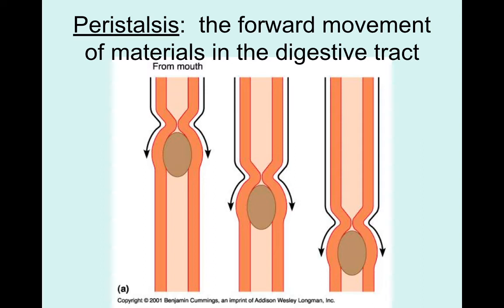Okay, we also need to look at two movements of the digestive tract. You guys, you have a couple of different layers of smooth muscle in the walls of your digestive tract, and those two layers of muscle do two different types of movements. The first movement that they do is called peristalsis, and this is the forward movement of materials in the digestive tract. So again, moving the material from one area of the tube to another, from your mouth to your esophagus, from your esophagus to your stomach, from your stomach to your small intestine, from your small intestine to your large intestine. So the forward movement of material from your mouth to your anus.